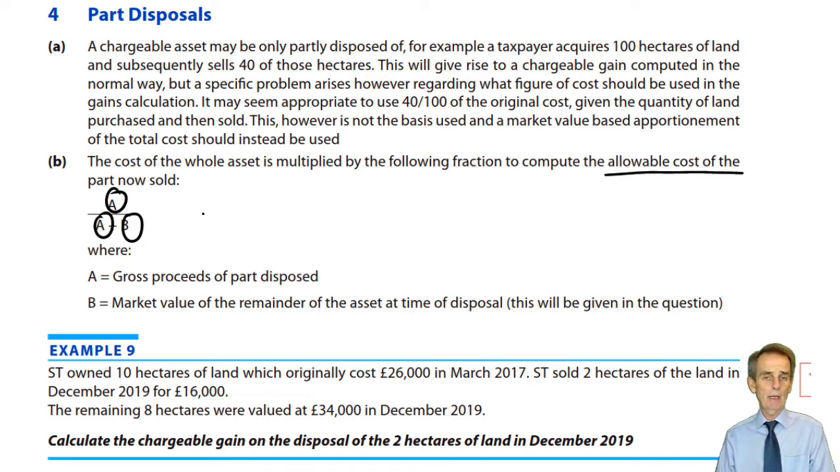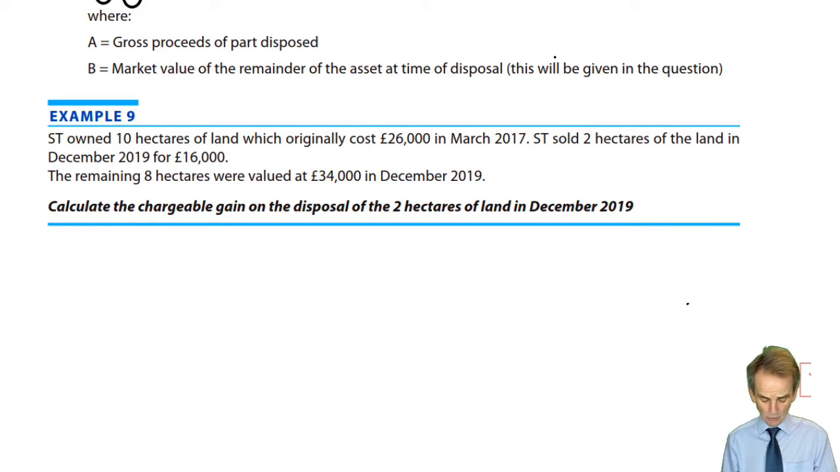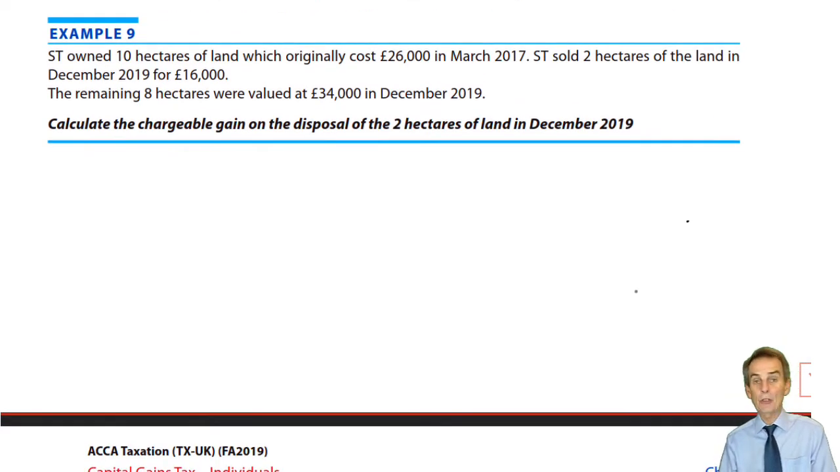We do a value-based apportionment rather than a quantity-based apportionment. It doesn't matter that you're selling 40 hectares out of 100. What matters is, what did you sell those 40 hectares for, and what's the value of the remaining 60 hectares? We did a class example, but I don't think I did, although you may already have done it, is to assign to you example 9. So if you haven't already done it, I'm sure you have, but have a go at that, please.